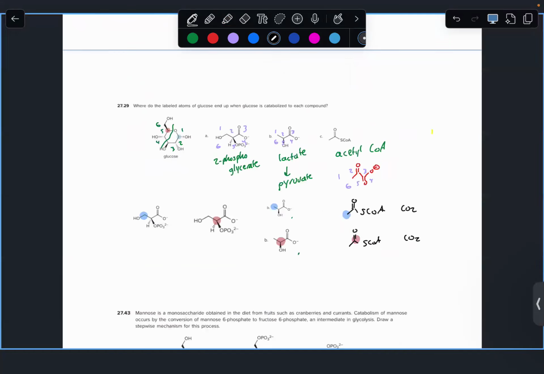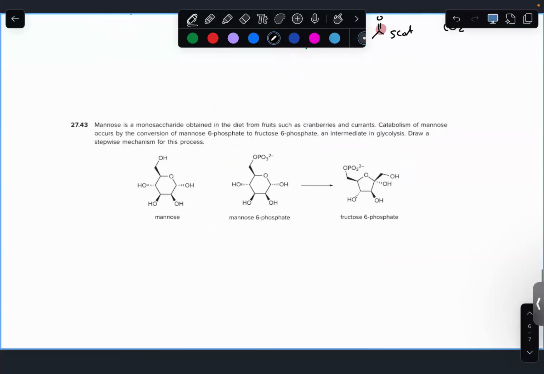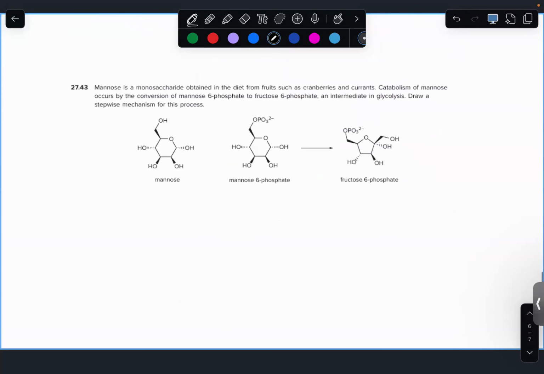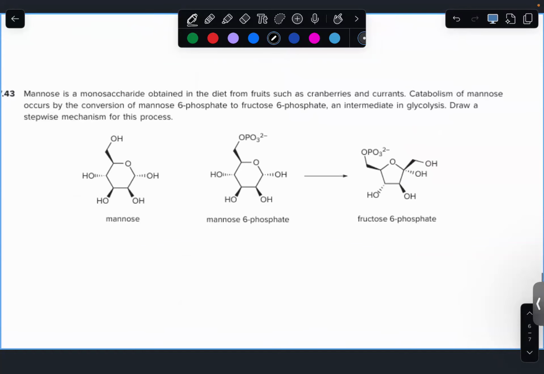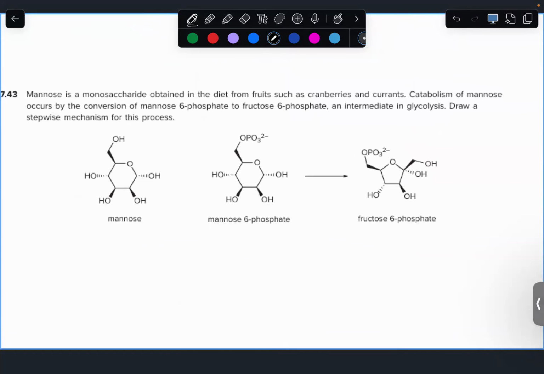All right. This is the last practice problem I have planned for today, and then we'll call it good. So mannose is a monosaccharide obtained in the diet from fruits such as cranberries and currants. Catabolism of mannose occurs by conversion of mannose 6-phosphate to fructose 6-phosphate, an intermediate in glycolysis. Draw a stepwise mechanism for this process.